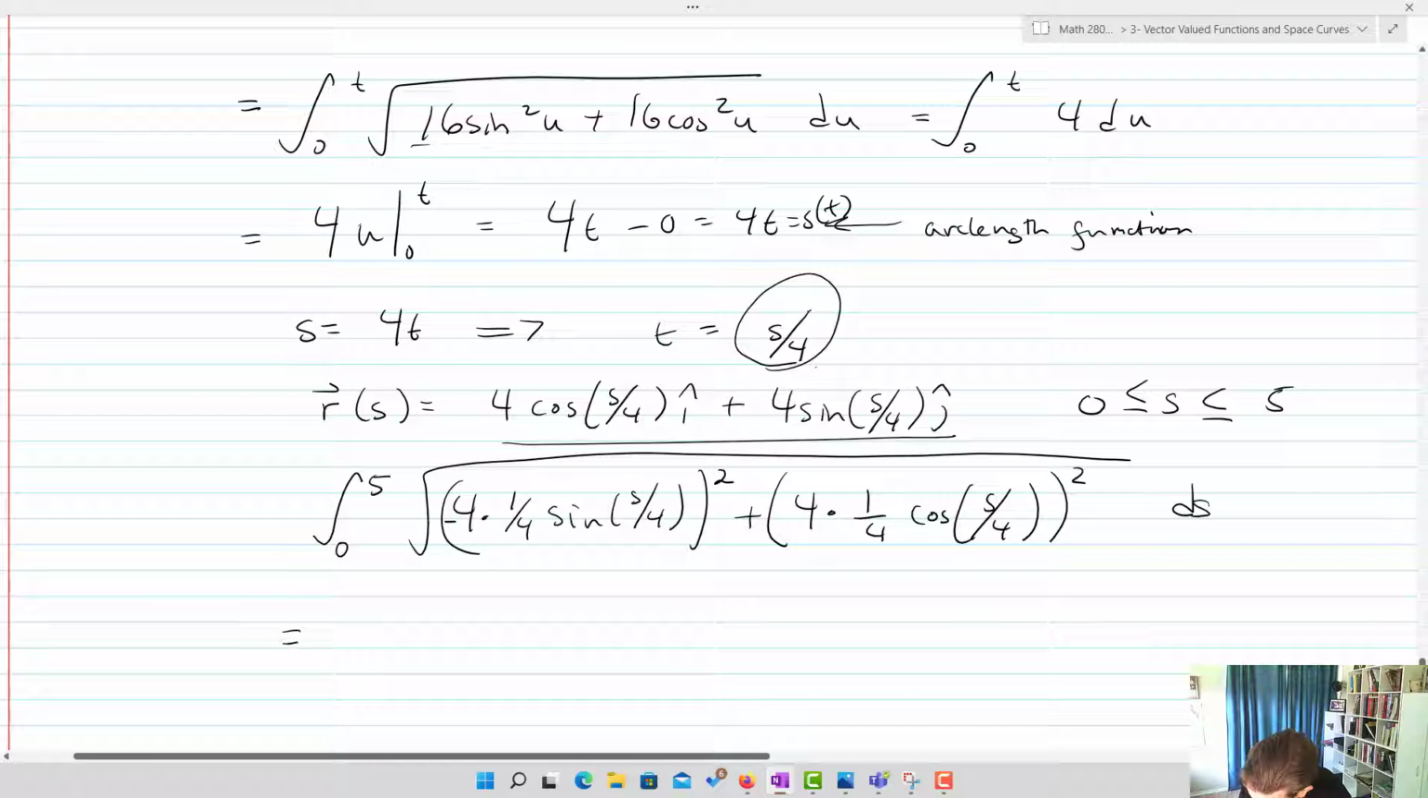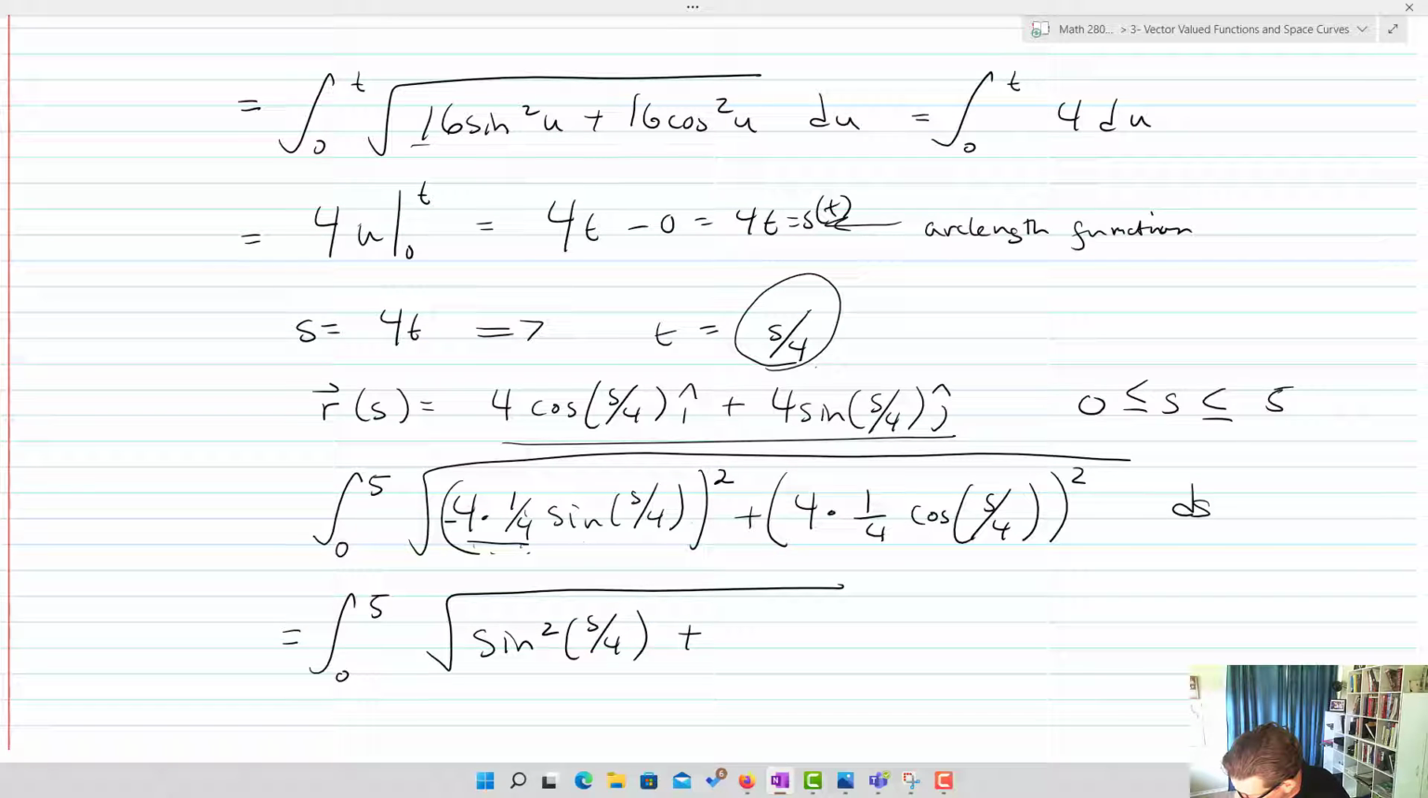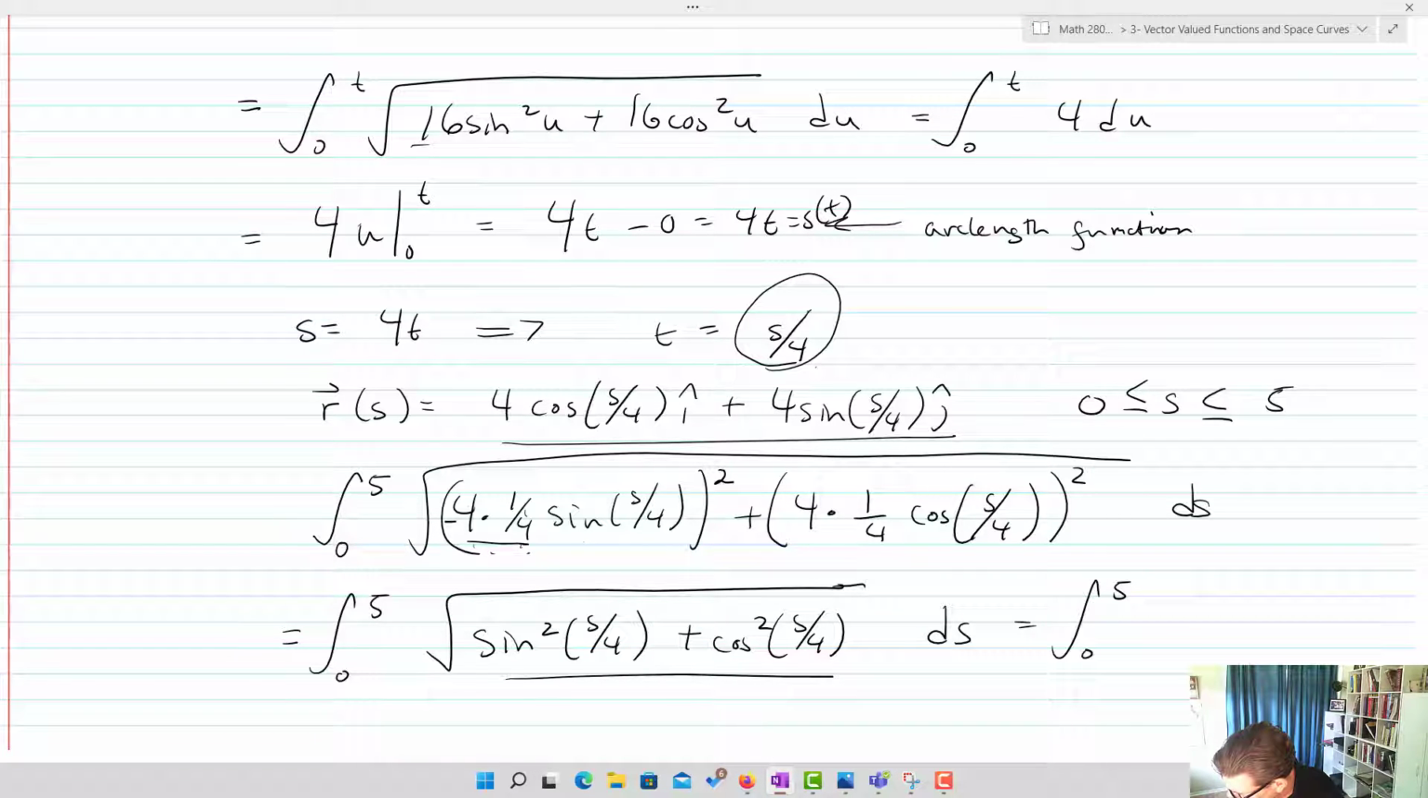And so consequently we get the integral from 0 to 5. This is going to be negative 4 times 1/4, that's negative 1. And so this is the square root of sine squared of s over 4 plus cosine squared of s over 4, ds, which equals the integral from 0 to 5 of, and this is 1, so this ends up being just ds.